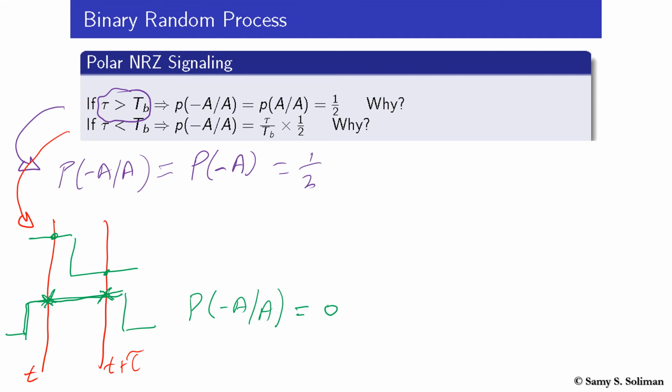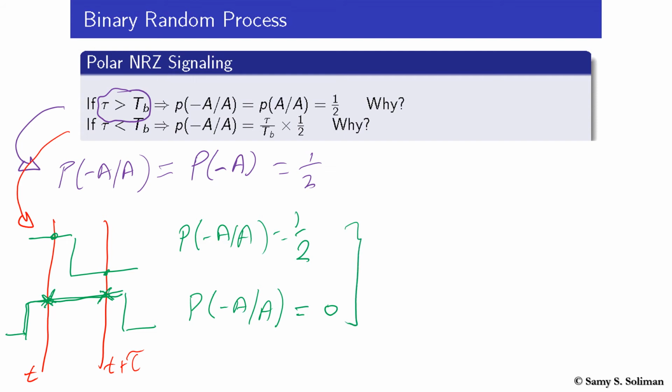While for this case, the probability of having negative A given A, so this is the probability that the second is negative A given that the first is A. Since they are two different bits, they are independent. They are successive bits, however, they are still independent. And similar to the scenario above, it is equal to half. So the question now is how to combine both probabilities.